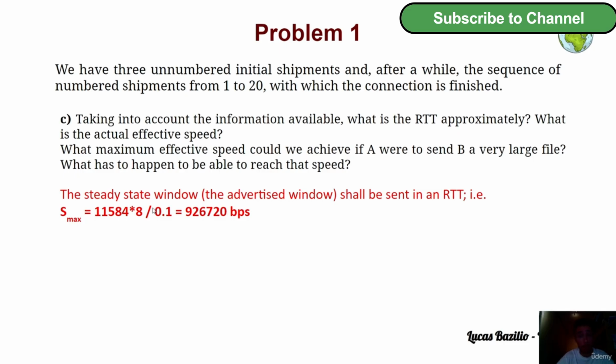This is the maximum effective speed that we can achieve if the application A were to send to the application B a very large file. Once again, we need to send the size of the advertised window in only one round trip time. This means that we have the maximum effective speed, right?